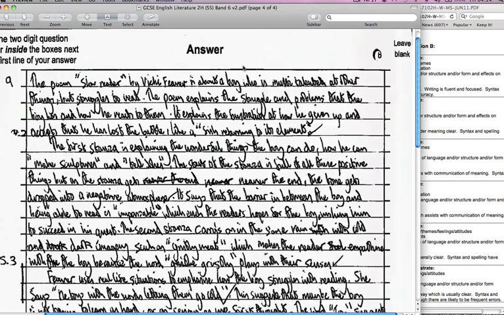Okay, so this is an answer to the 2011 paper. The poem Slow Reader by Vicki Feaver is about a boy who is multi-talented at other things but struggles to read. It answers the question straight away. The poem explains the struggle and the problems that the boy has and how he reacts to them. It explains the situation or the frustration at how he has given up and accepts that he has lost the battle, like something returning to its elements.